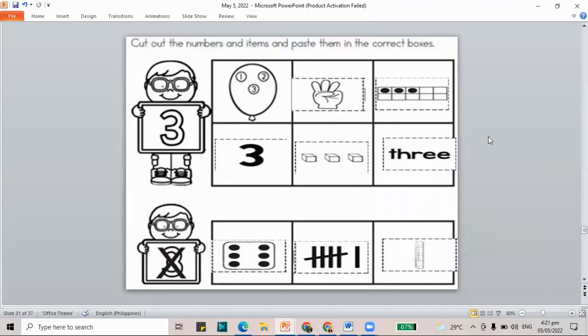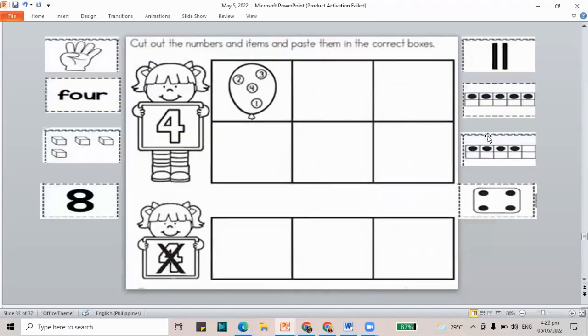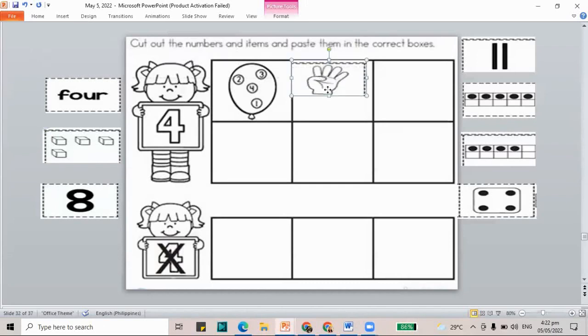But let's jump to the next number. It's for number 4. Our balloon shows 4 numbers, 1 to 4. Let's look for 4. How many fingers here? 1, 2, 3, 4. 4 fingers are showing. This is 4. And let's do our word, F-O-U-R. This is for the word 4.